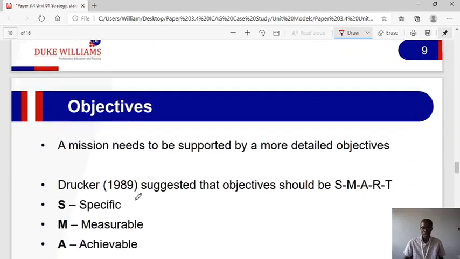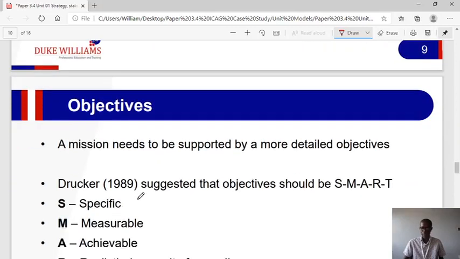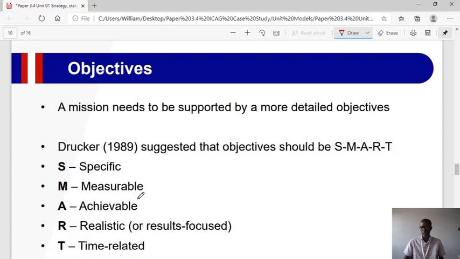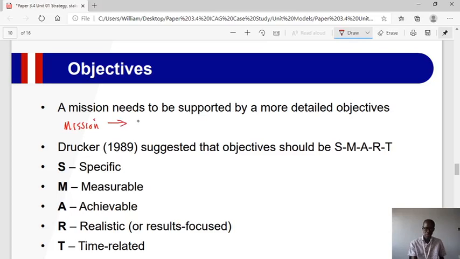Now, having looked at mission statement and vision statement, the next thing in the strategic management process, apart from the mission, is to go to goals, and from the goals, you go to objectives. A mission needs to be supported by more detailed objectives. When you have your mission and your mission statement, you can look at goals, then you can look at objectives. Now, what do we mean by goals, then objectives?